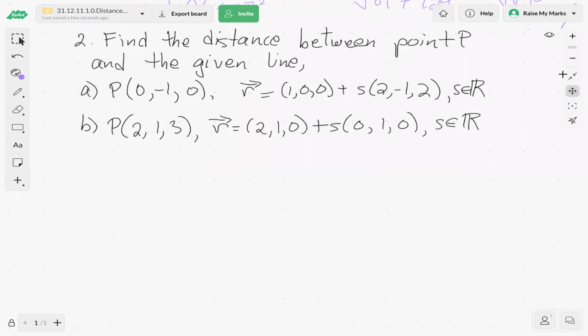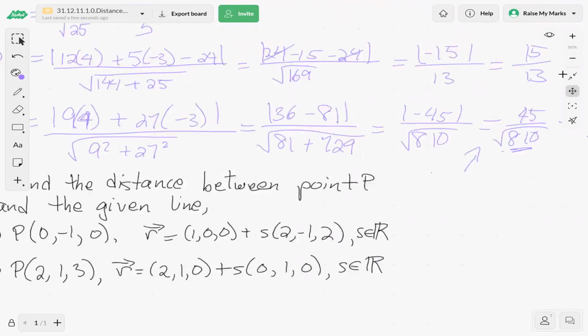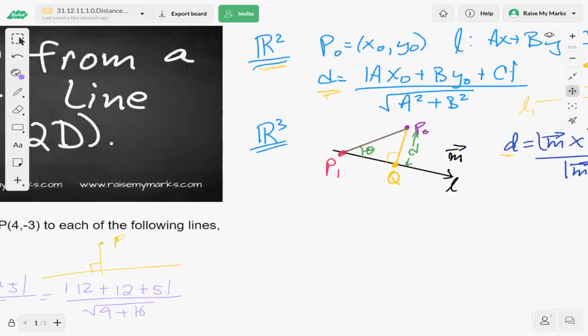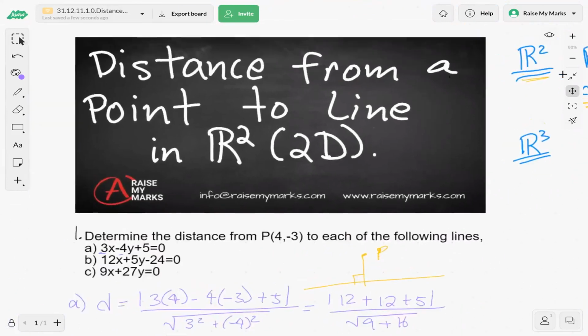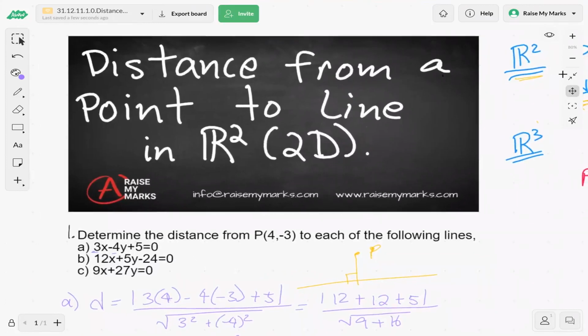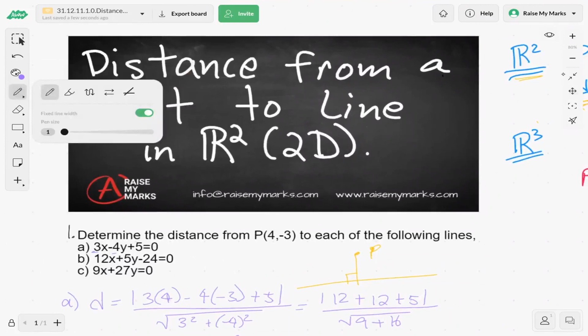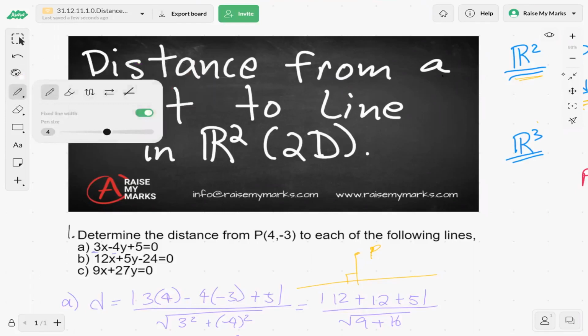Okay, so now this one's interesting. In this case, we're in R3. So let's go back up here now. If we go back to the title of this section, distance from a point to a line in R2, we just did that part, but we're also looking at distance from a point to a line in R3 as well. I do find that interesting.